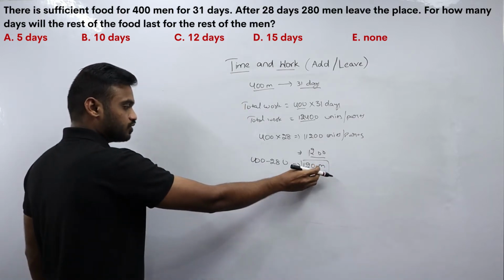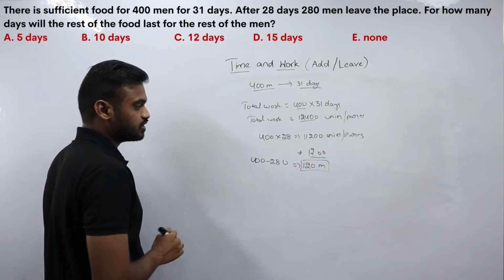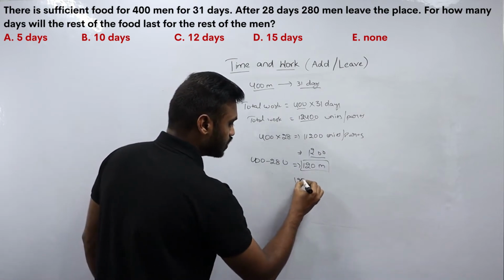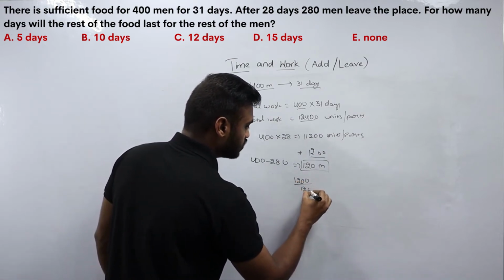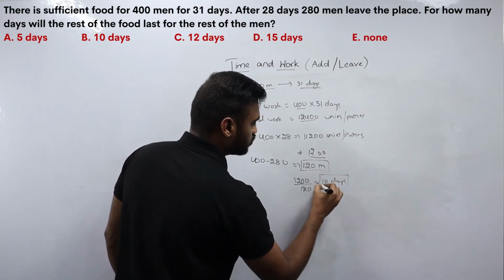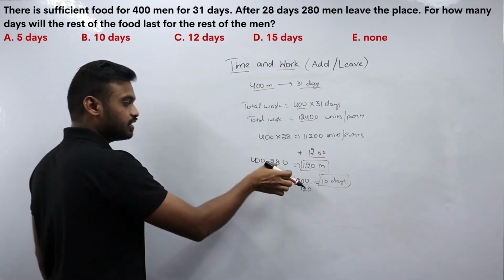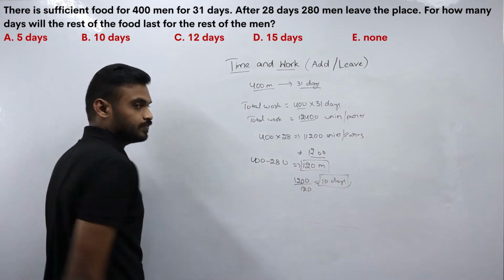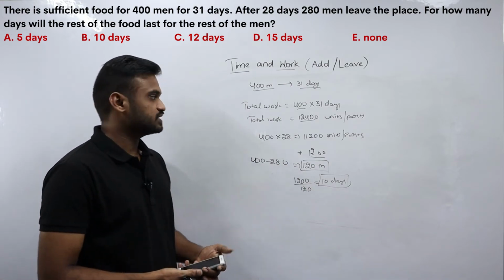So for these 120 men to complete these 1200 units of work, it totally takes 1200 units by 120 men, that is 10 days. So the food that is left over will last for the remaining men for 10 days. Okay, I will explain the problem once again.